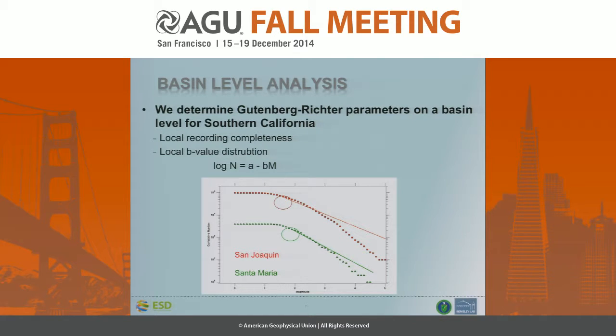And we did this basin by basin analysis. Here I'm showing you one for San Joaquin and one for Santa Maria. For those of you who are not familiar with plots like this, it's a frequency plotted against the magnitude. The linear area is supposed to be described with the Gutenberg-Richter law: log N is equal to a minus b times M, and b is the slope of this linear area. And where it diverges from that, that's down to where the catalog is supposed to be complete.